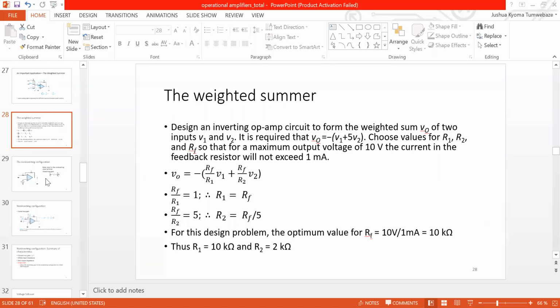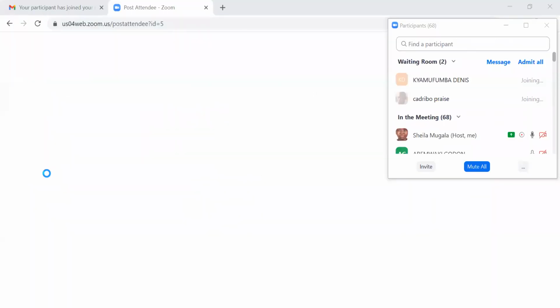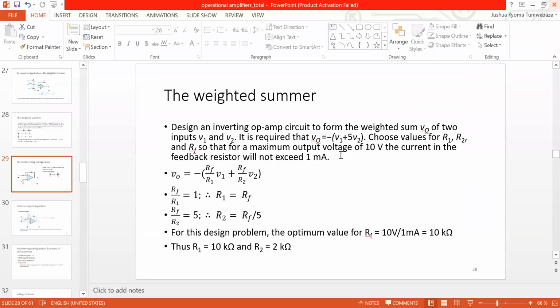So that is the weighted summer. I think we should briefly look at the non-inverting. If some people left, I apologize, but some things are beyond. So the non-inverting configuration. Let me see.